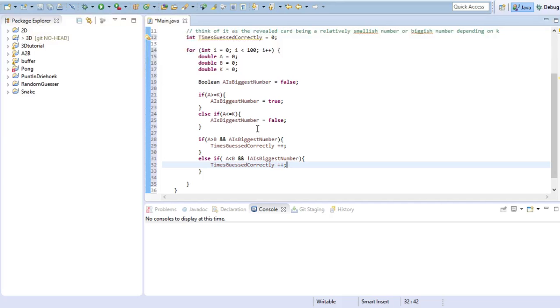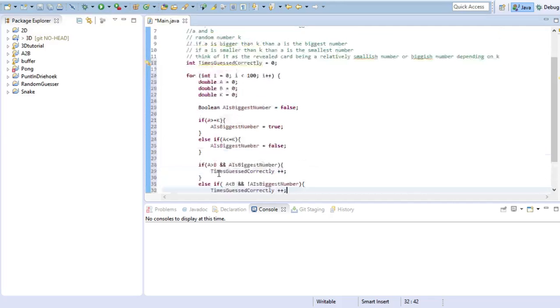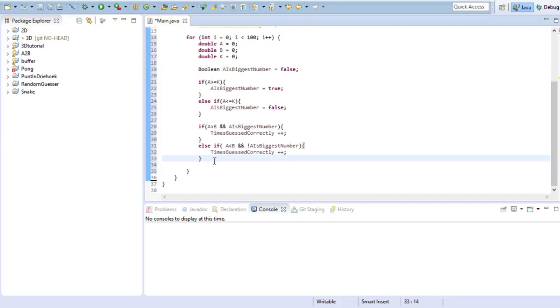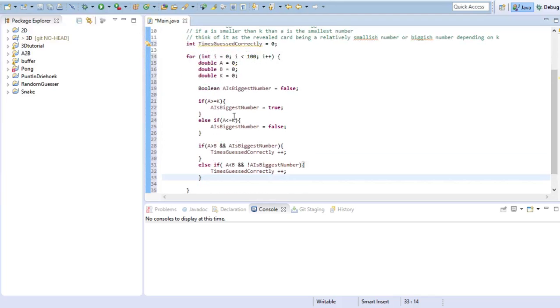And I think the idea was that you should guess correctly over 50%. I'm going to generate these random numbers: A is going to be between 0 and 100, B between 0 and 100, and K between 0 and 100. So I'm guessing how many times I'm going to be correct, and I think it's going to be like 65%. So that's cool. So how am I going to print this?